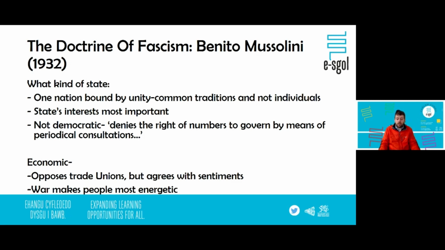Economics, he opposed trade unions. He agreed with the sentiments, but he didn't want trade unions. And he felt that war makes people most energetic. And you'll see that in his attempts to invade foreign countries, but also in his terming of things within Italy as battles, battle for grain, battle for lira, etc.